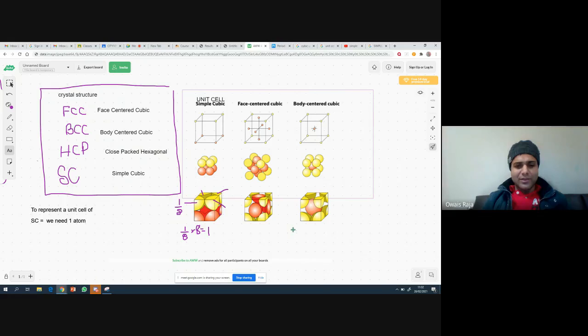So if I look at the corner atoms, the corner atoms are 1/8. There are 8 corner atoms. So 1/8 times 8, so there is 1 atom. And obviously there is 1 atom in the center, which wholly and solely belongs to this unit cell. 1 times 1, so that's 1. So in total, you need 2 atoms.